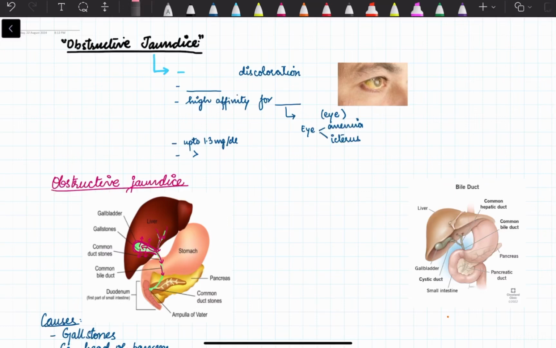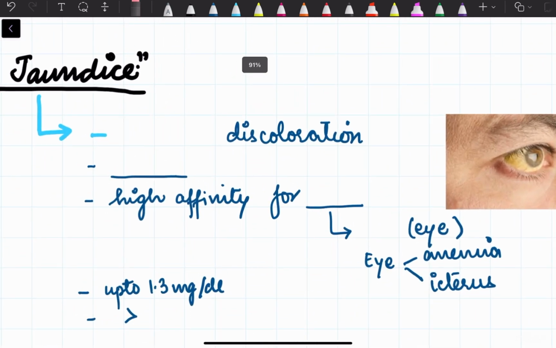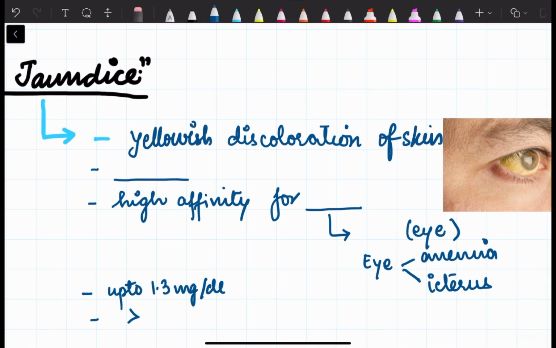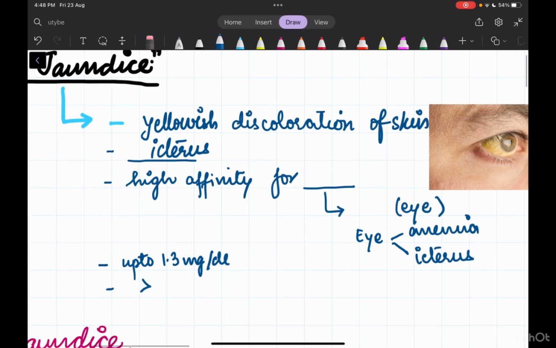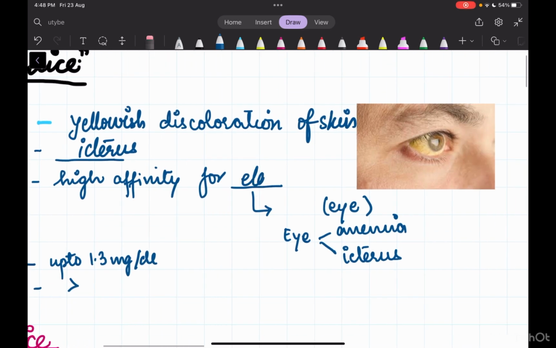The topic that I'm going to explain today is jaundice. So, starting with jaundice, what is jaundice? Jaundice is the yellowish discoloration of the skin and sclera. It is also called icterus. Jaundice has higher affinity for elastic tissue. That is the reason why you see jaundice in the sclera, because the sclera of the eye has higher elastic tissue.